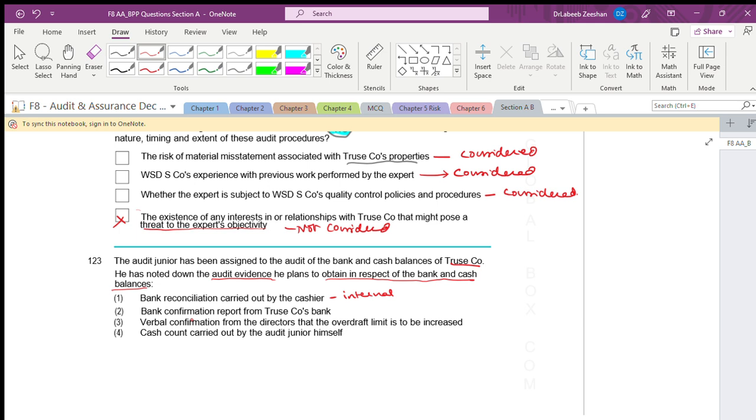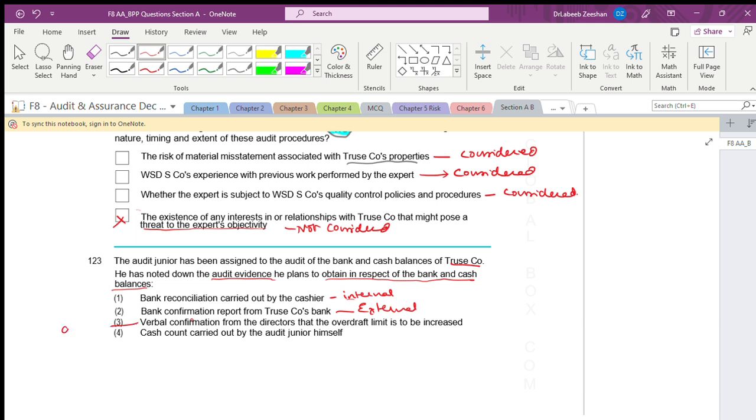Take bank reconciliation; we have to see what the order is. Bank reconciliation is carried out by the cashier. The bank confirmation report, we are getting it from the external party, the bank. It carries more weightage. Then verbal communication.